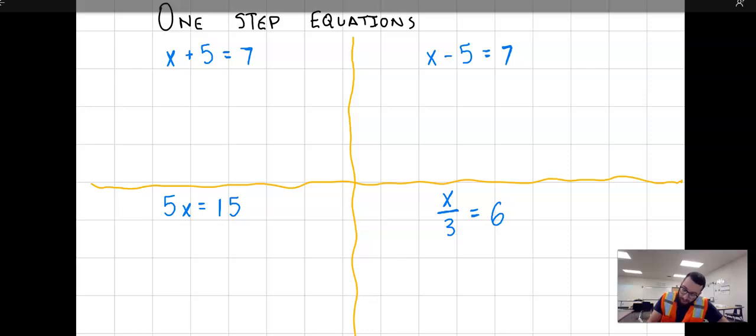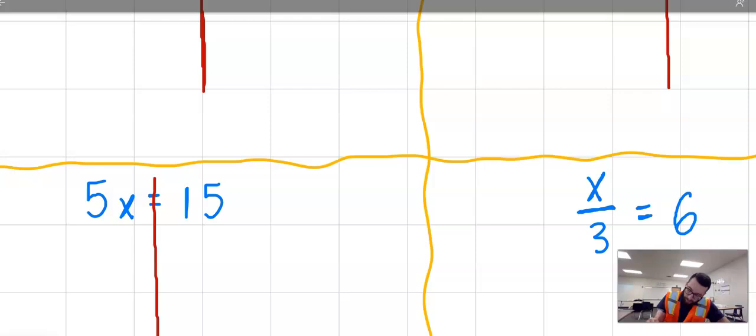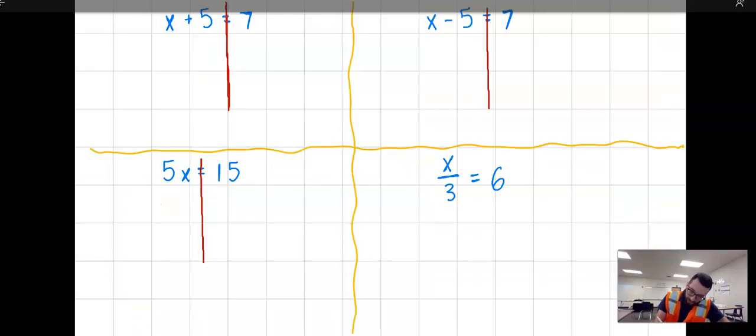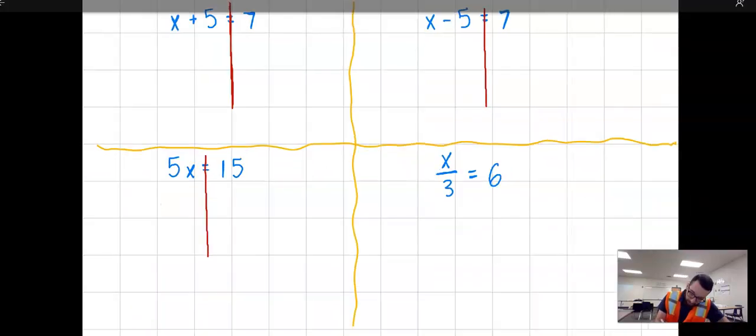So equations have 2 halves to them, and those halves are separated by the equal sign. All right, so what I like to do is just draw a line down my equal sign because then that shows me which side is the left and which side is the right. So let's start with this addition one.